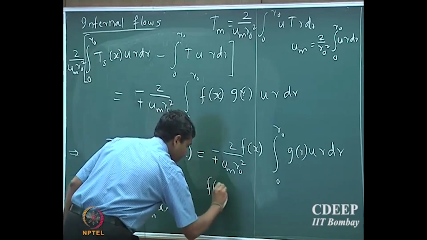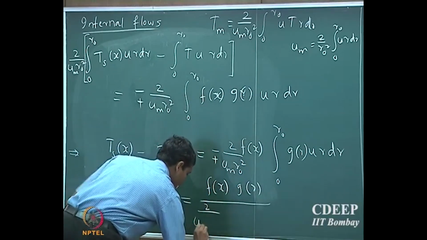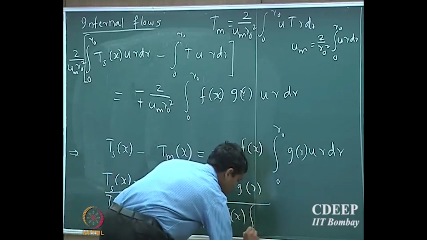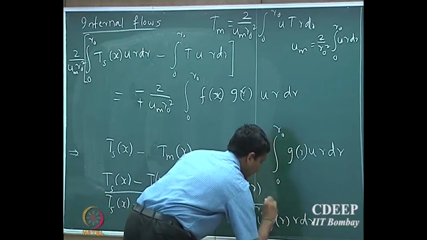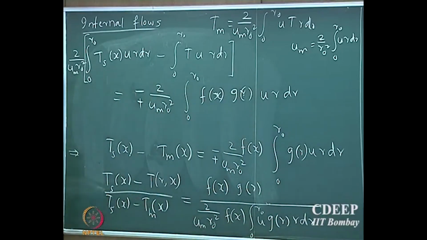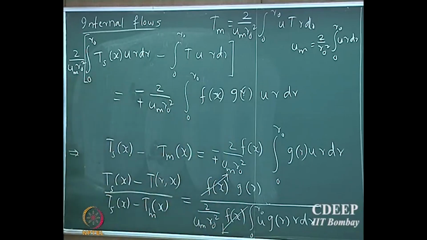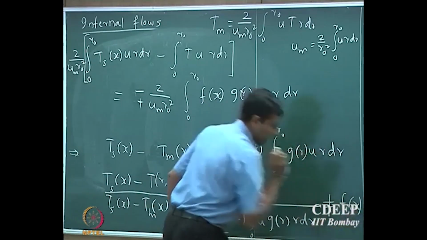So you see f of x g of r divided by 2 by um r naught square into f of x into integral 0 to r naught r dr. Okay. So all I have done is I have just divided these two expressions, and so interestingly the functional form will actually cancel out. The x dependence will actually cancel out in this ratio, and therefore this ratio is not a function of the x position.